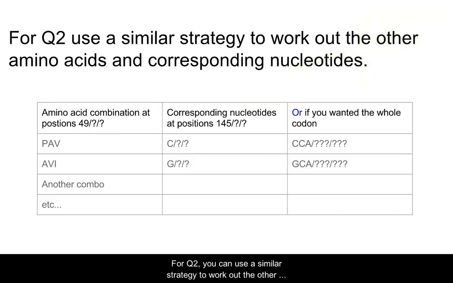For question 2, you can use a similar strategy to work out the amino acid nucleotide differences at all the positions that vary between the 2 alleles. Here is one way to do this. Make a table and in the first column write out the different possible alleles using the 3 amino acid shorthand that is used in the literature, for example PAV. Keep in mind that these 3 amino acids are not contiguous in the protein sequence. In the next column, identify the variant nucleotides that led to the variant amino acids. Or, if you prefer, you could write out the 3 variant codons that give rise to the amino acids.